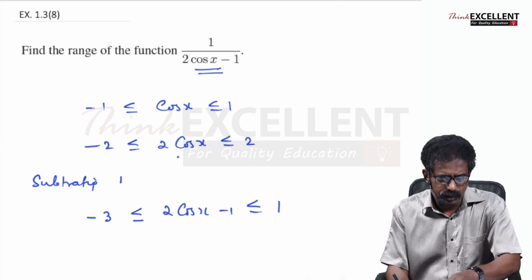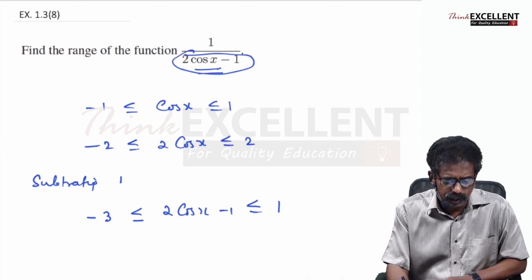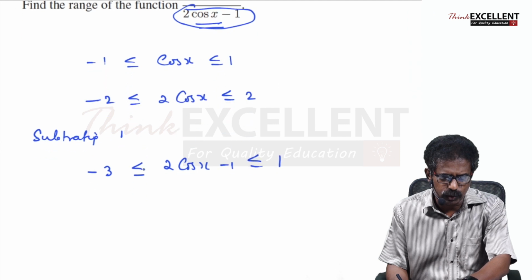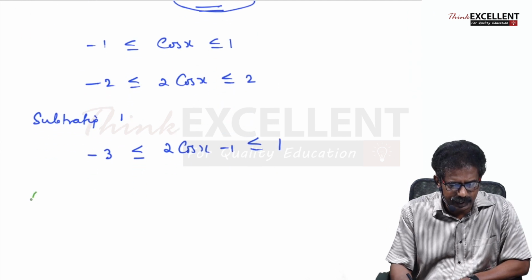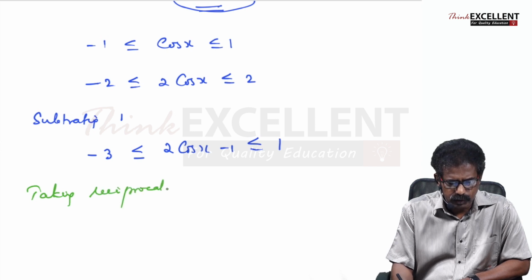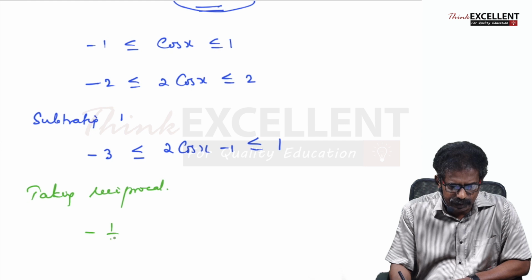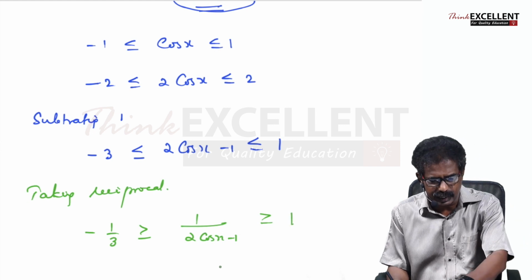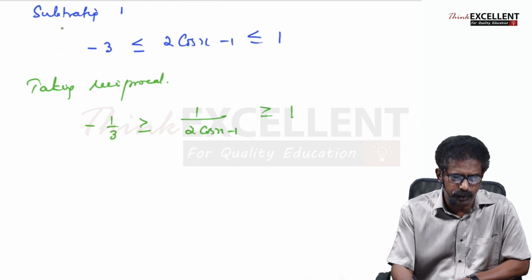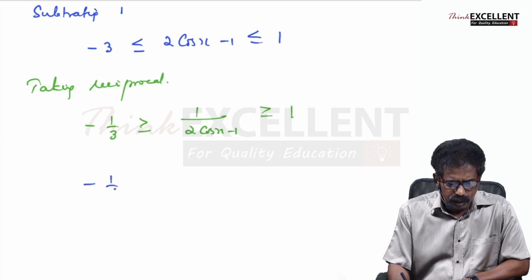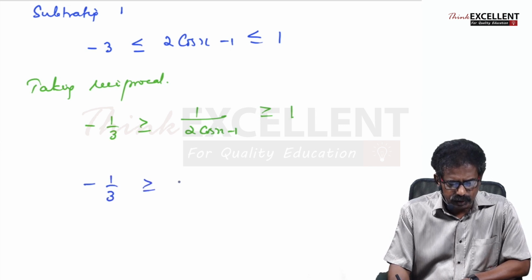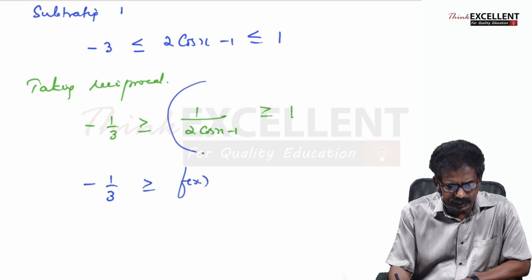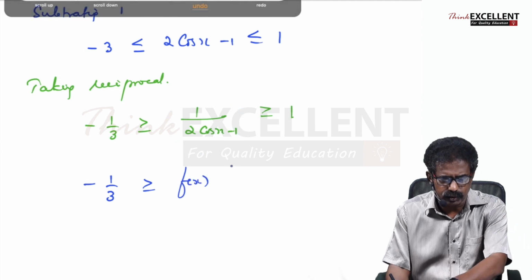But next, you got this 2 cos x minus 1. Now I want 1 by it, so you take reciprocals in the next step, right? Minus 1/3 greater than or equal to 1/(2 cos x minus 1) greater than or equal to 1. Reciprocal of 1 is 1 only. The inequality reverses, because when you take the reciprocal, the inequality reverses. That is minus 1/3 greater than or equal to f(x), because this is our f(x), right? f(x) greater than or equal to 1.